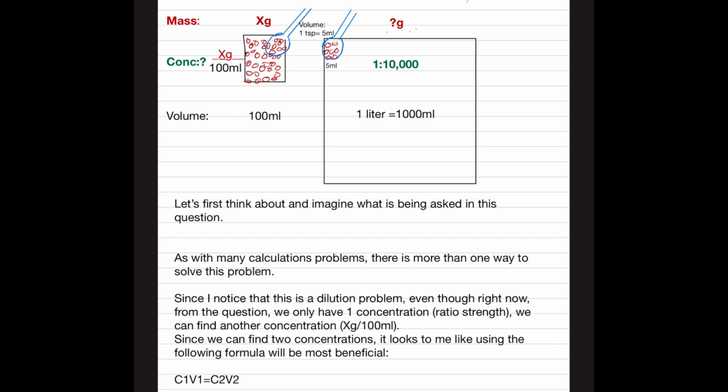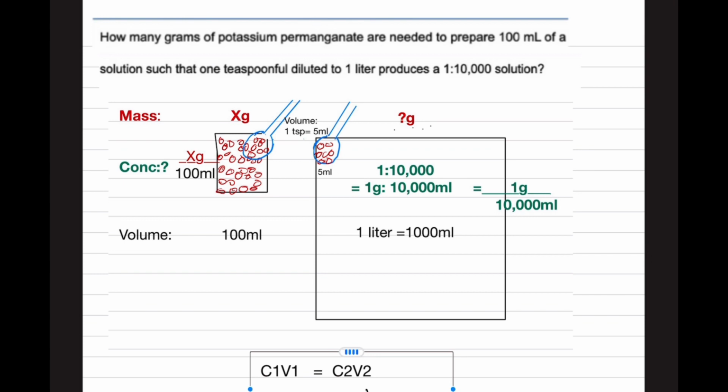Now, looks like we're going to change that ratio strength to grams per milliliter. And it looks like it would be most beneficial to use the C1V1 equals C2V2 formula. C stands for concentration and V stands for volume. We are going to try to fill in the blanks of C1V1 equals C2V2. But we're looking more specifically at that teaspoonful. You notice that the volume of 1 teaspoon is 5 milliliters. So we can use this as the volume.